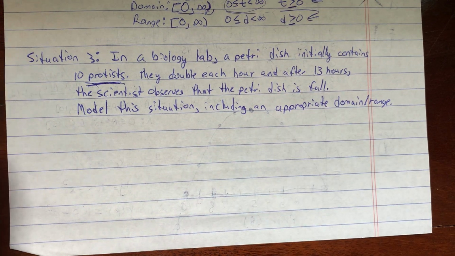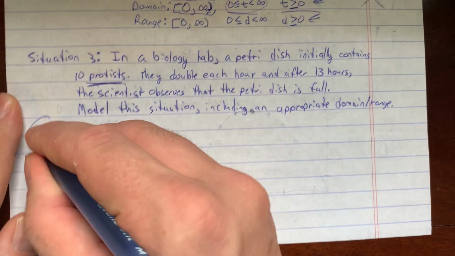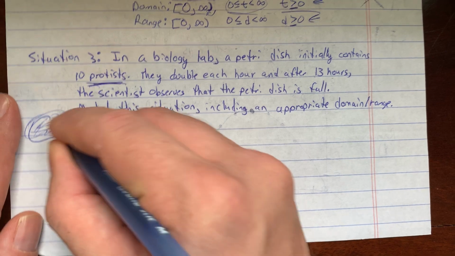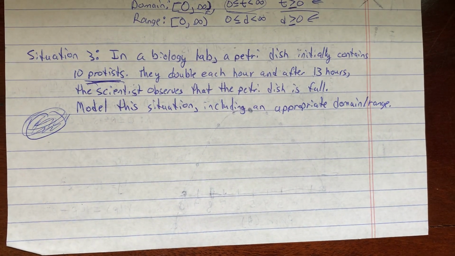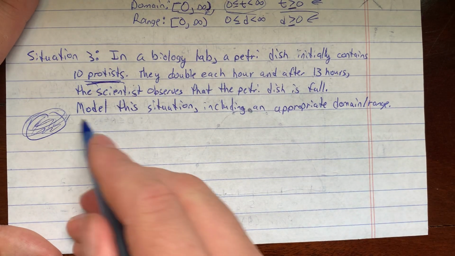And after 13 hours, the scientist observes that the petri dish is full. Petri dishes are these little round things that we grow stuff in. There's usually an agar at the bottom that whatever is growing there can eat. And so we want to model this.